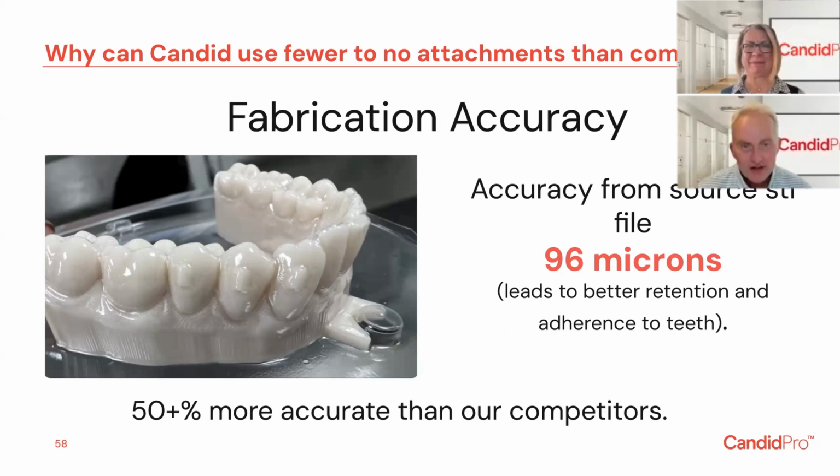Okay, the third area that really helps us to use fewer and no attachments is the accuracy of our aligner fabrication. And this is, I think, where Candid Pro really has its strength, because we get up to 96 microns of accuracy of our aligner against the 3D printed models. This is 50+% more accurate than our competitors. The more accurate we are, the better the retention is going to be and the better adherence to the tooth. And as I said before, the better retention, better adherence, the better movement we can have, or the higher efficiency we can have as the teeth are being moved.